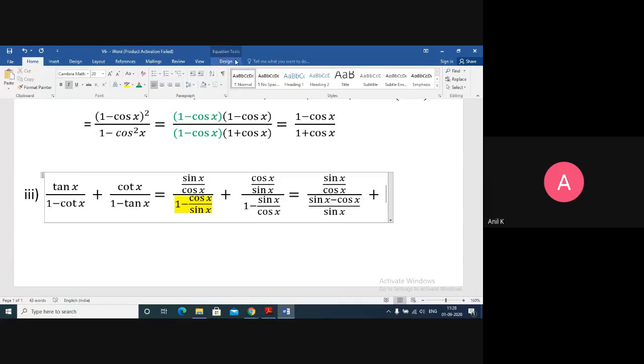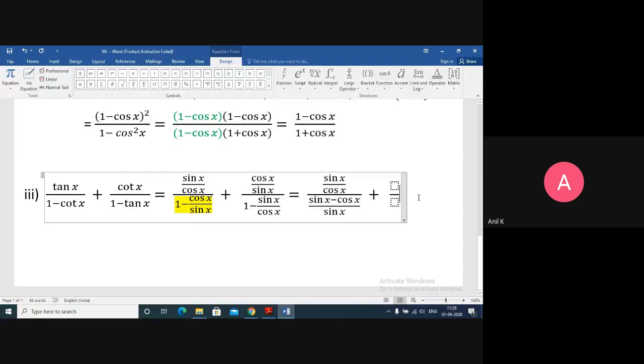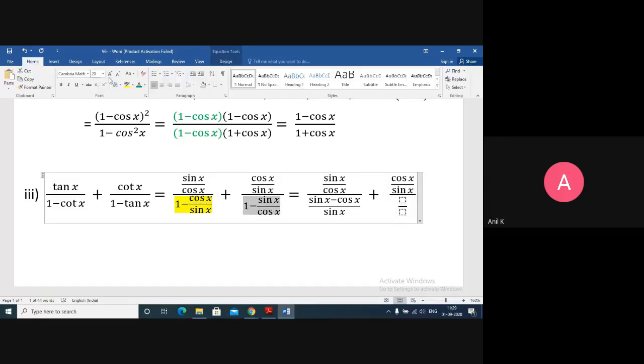Let me go for the second term. The second term numerator is cos x upon sin x, nothing to do with that, so I'll keep it as it is. Now I go for the LCM of the second term, which I highlighted with the red color. LCM is going to be cos x. I think everybody can understand. The numerator is going to be cos x minus sin x.